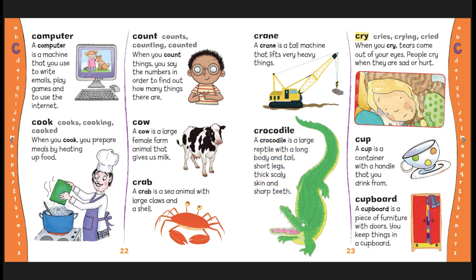Cry. Cries, crying, cried. When you cry, tears come out of your eyes. People cry when they are sad or hurt. Cup. A cup is a container with a handle that you drink from. Cupboard. A cupboard is a piece of furniture with doors. You keep things in a cupboard.